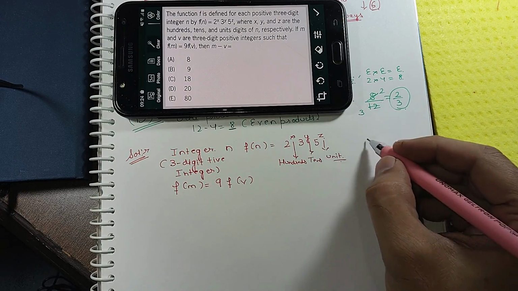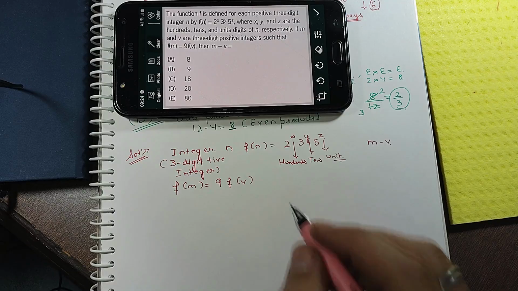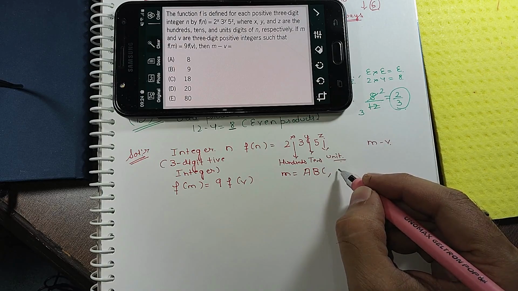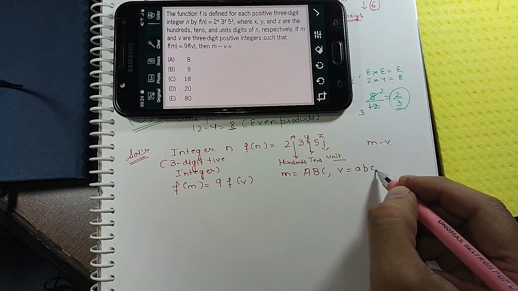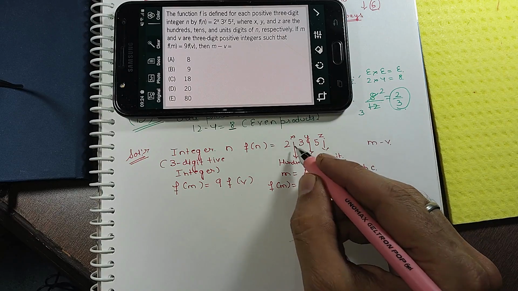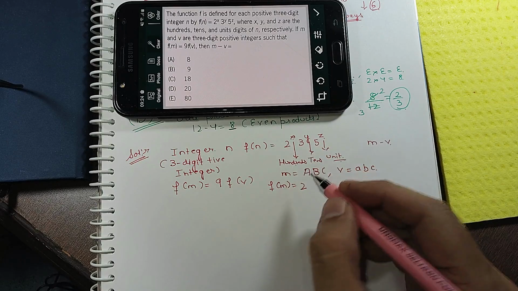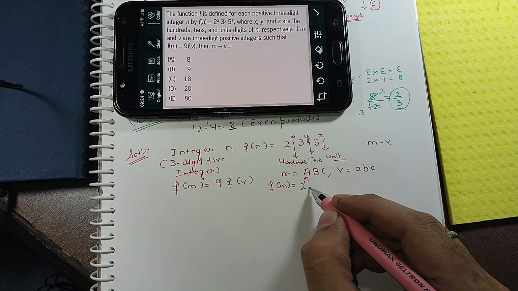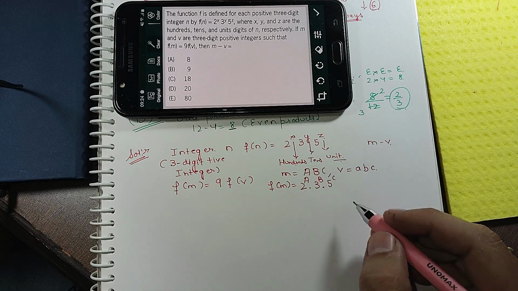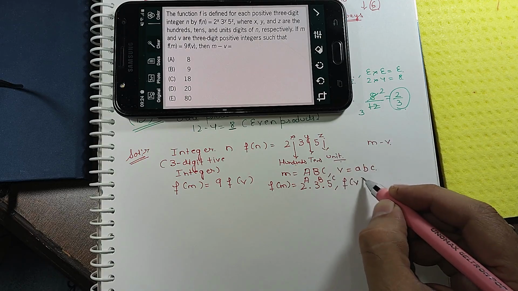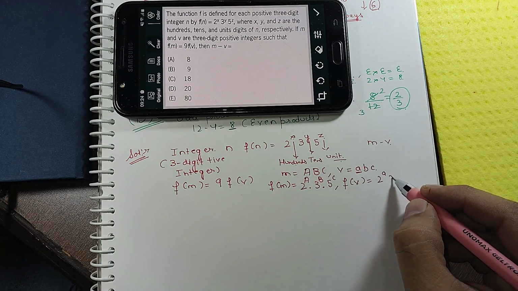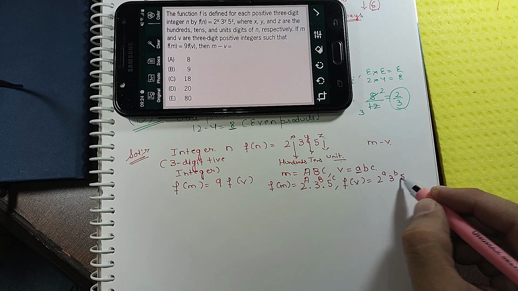So we need to find m minus v. Now let us suppose m is equal to ABC and v is equal to small abc, right? So f of m will be equal to 2 raised to power a, since a is the hundreds digit, 3 raised to power b and 5 raised to power c, right? Now for f of v we will write 2 raised to power small a, 3 raised to power small b and 5 raised to power small c.